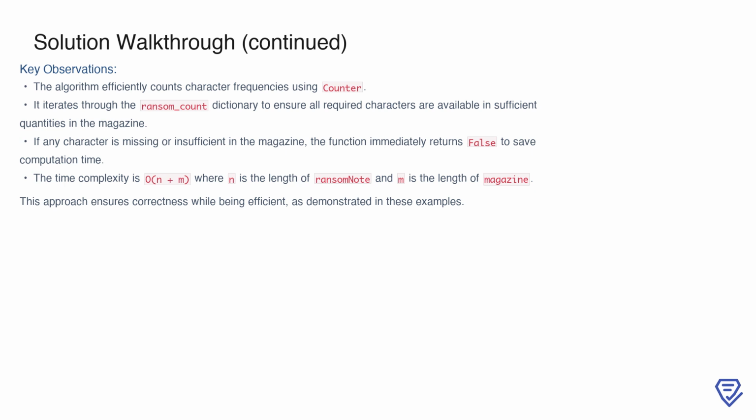The examples demonstrate key observations about the algorithm. It uses Python's Counter to efficiently calculate the frequency of characters in both strings. Then, it iterates through the ransom_count dictionary, checking if each required character is available in sufficient quantity in the magazine. If any character is missing or insufficient, the function immediately returns false, avoiding unnecessary computation. This makes the algorithm efficient, with a time complexity of O(n + m), where n is the length of the ransom note and m is the length of the magazine. This approach ensures both correctness and efficiency, as we've seen through the examples.